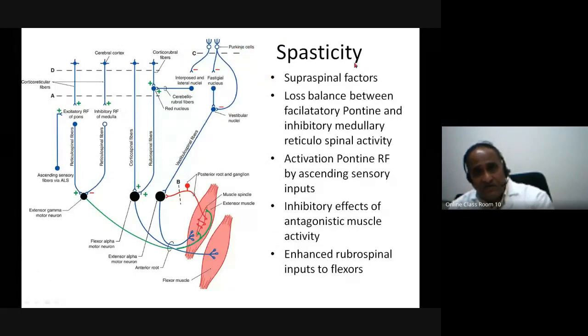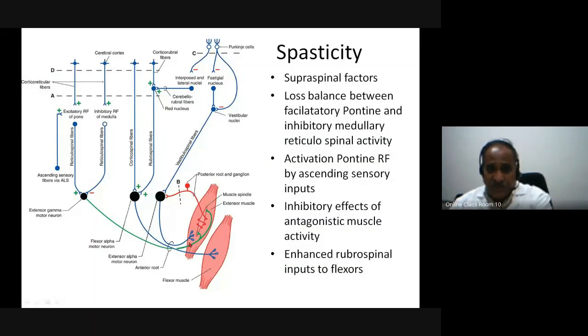Now, if I were to look into these terms, the loss of balance between the facilitatory pontine and inhibitory medullary reticular system is one cause for spasticity at the supraspinal level. And in this situation, what happens? There is excitation from two ends: one from the corticoreticular, and another from the ascending sensory inputs. They will excite both of them.